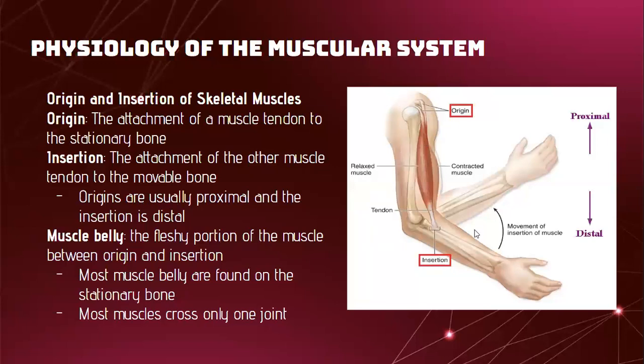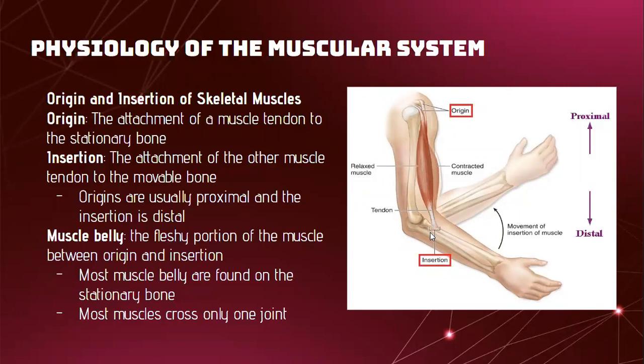So in this picture, you can see this is the arm. You can see the bone and then the muscle, which is the biceps. And then this is the origin. The muscle attaches to this stationary bone. And then the other side of the muscle attaches to another point on a different bone, and that's the insertion.